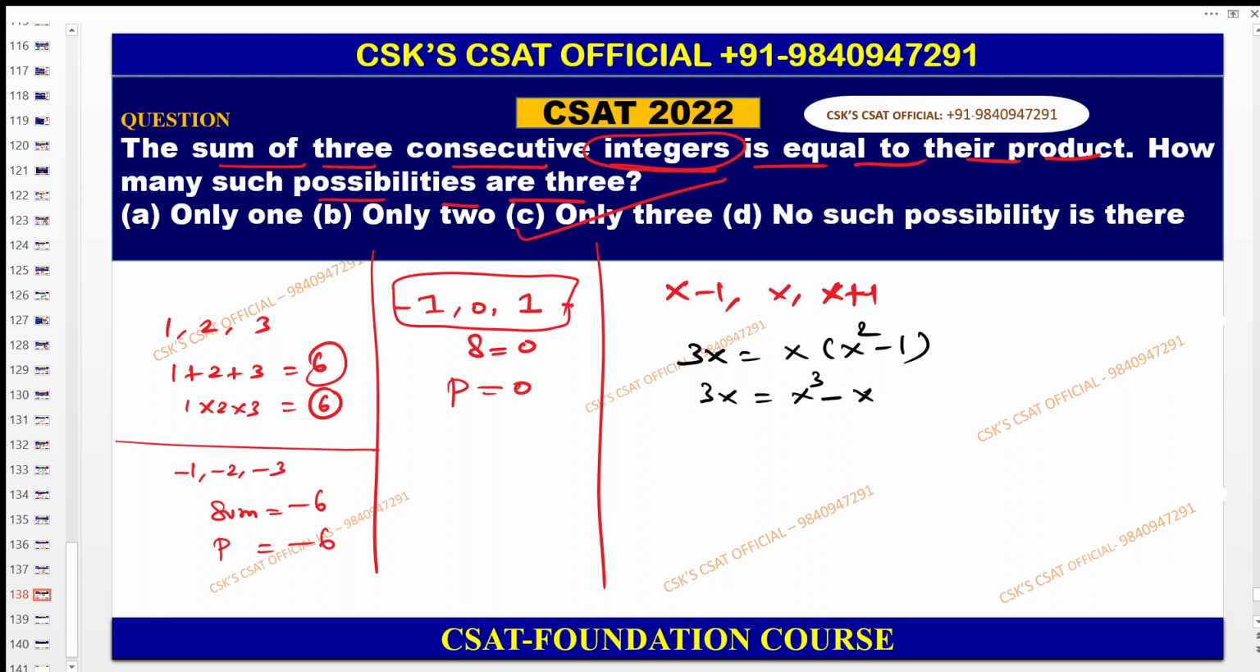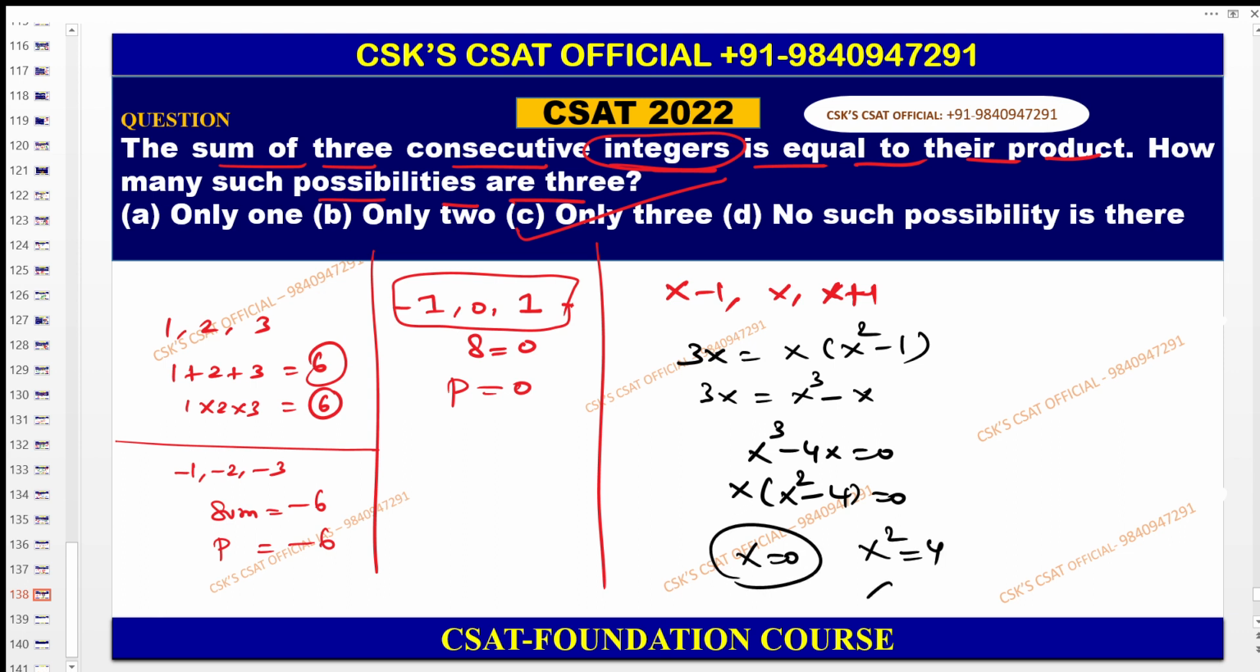Then bring everything to the RHS or LHS, both are fine. So x cube minus 4x is equal to 0. You can take x as common. Then x square minus 4 is equal to 0. Then x is equal to 0, or x square is equal to 4, so x is equal to plus or minus 2. Since it is an integer, you can take the minus value also. Therefore 0, minus 2, plus 2. Only 3 are possible.